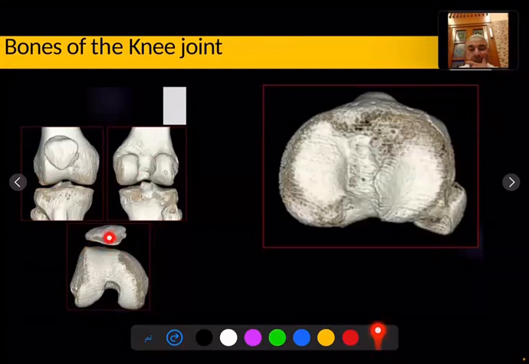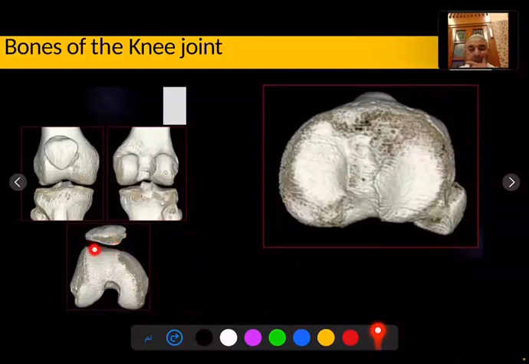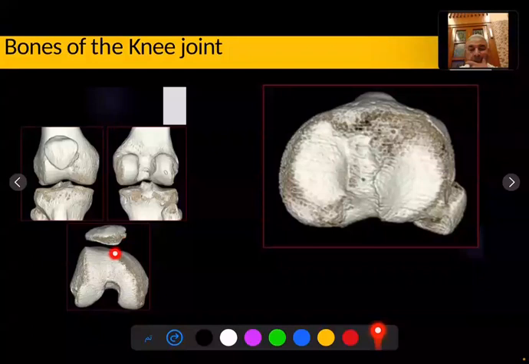This is the patella, which consists of the base, apex, and anterior non-articular surface, and the posterior surface, which consists of the lateral articular surface, which is the longest one, and the medial articular surface separated by the medial ridge. And this is the trochlear groove on the anterior surface of the femur for the articulation with the patella.